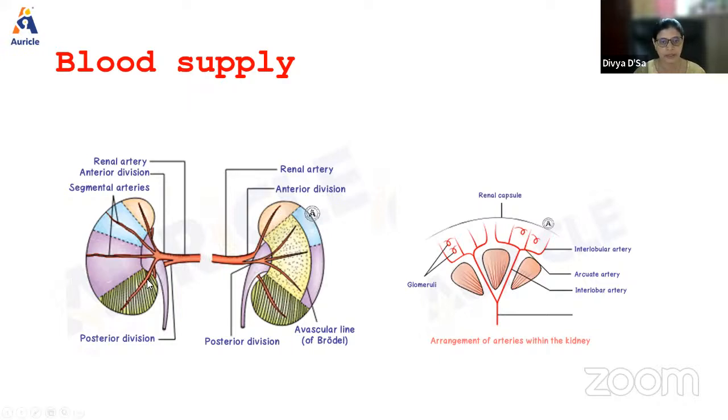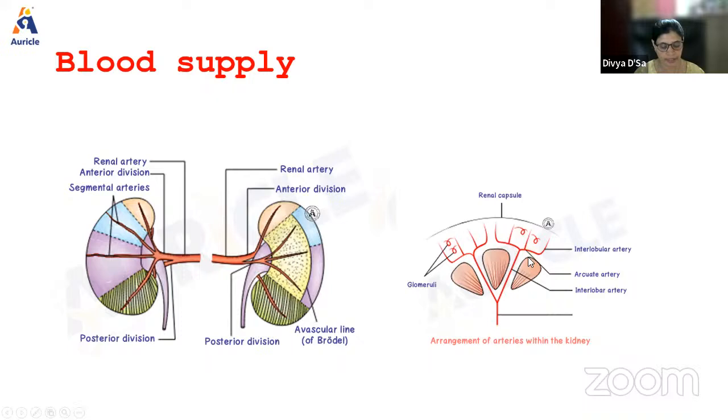Now the segmental arteries, if you see here, each of these segmental arteries divides into lobar branches, meaning they go to each lobe of the kidney. Each lobar artery, before it pierces the kidney substance, divides into 2 interlobar arteries. They pass through the renal columns between the adjacent pyramids. And at the junction of the cortex and the medulla, the interlobar artery will divide into arcuate arteries.